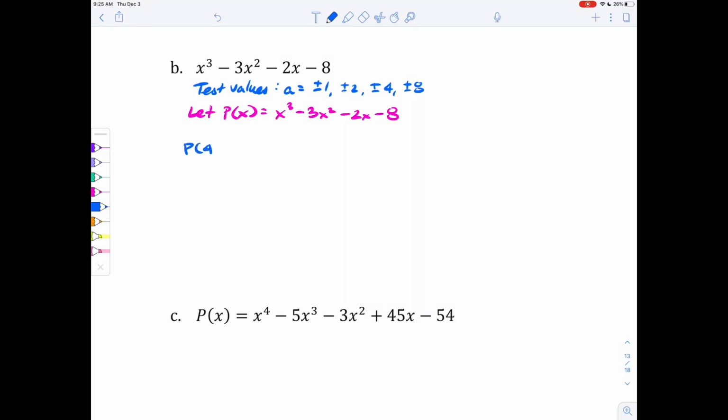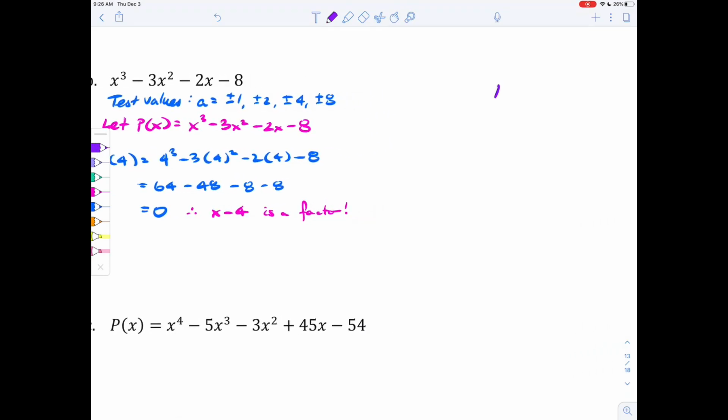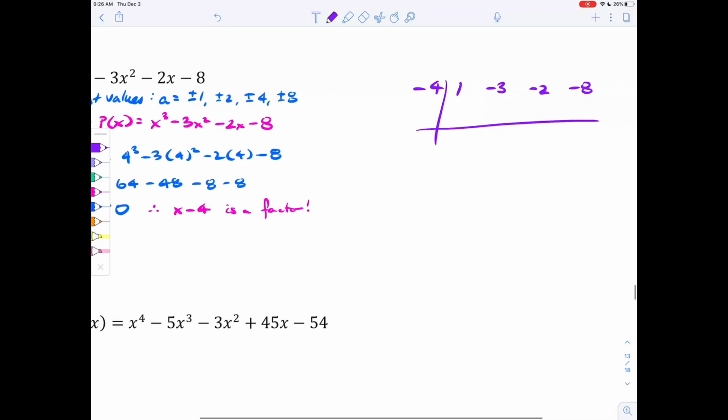So if we test out P of 4, we get 4 cubed minus 3 times 4 squared minus 2 times 4 minus 8. Which is 64 minus 48 minus 8 minus 8, which is 0. Therefore, x minus 4 is a factor. Then we can proceed with our division step, where I'm going to take 1x cubed minus 3x squared minus 2x minus 8 and divide it by x minus 4. So again, for performing that division step.